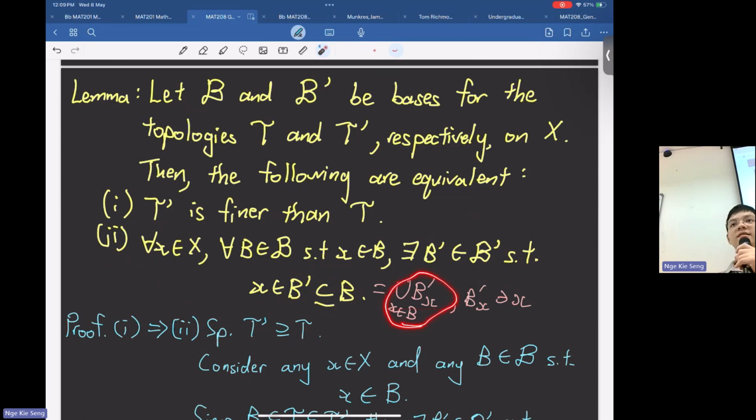This one is to maximize the union, right? Because if I have included all points inside my B, definitely this inclusion is true, left to right. Right to left is true because B prime, we already know, is always a subset of B. So you just take the union of them, and it is still in B.